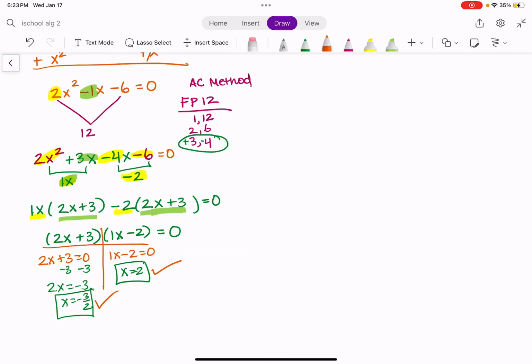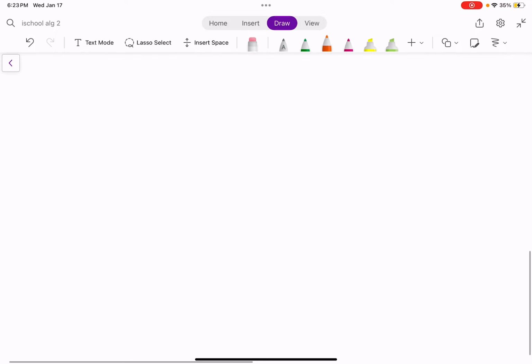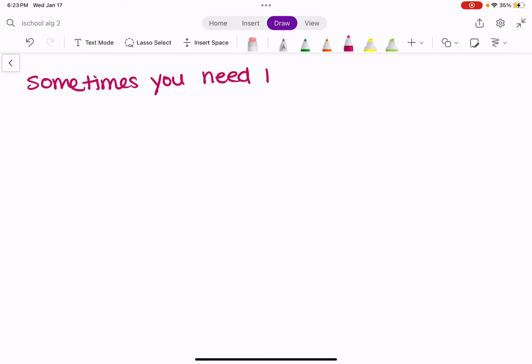Now, I'm going to show you guys another example. Okay, so that was example 1. In example 2, what you'll notice is that sometimes you need to factor a denominator first.